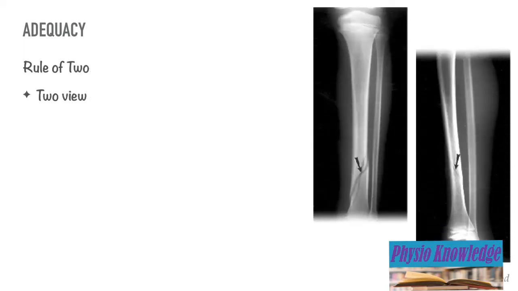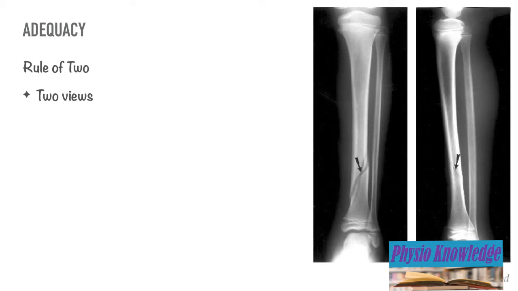To decide whether a radiograph is of adequate quality or not, always follow the rule of 2. There should be at least 2 views. Usually, the AP and lateral views are adequate, but in some specific cases, additional projections may be required. The joint above and below must be included in the radiograph.